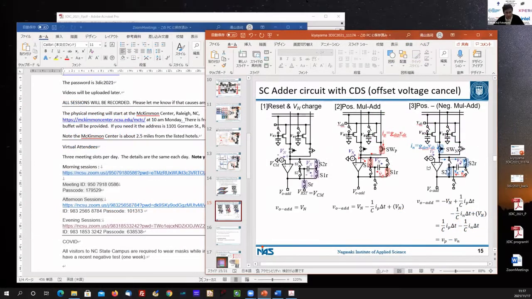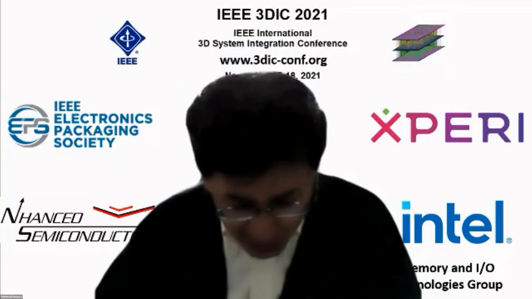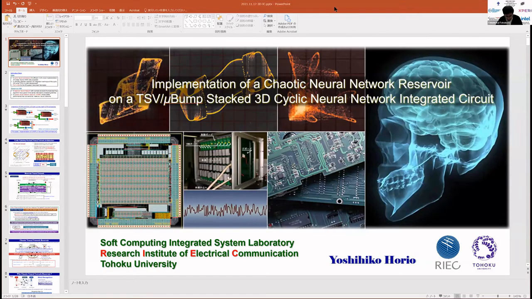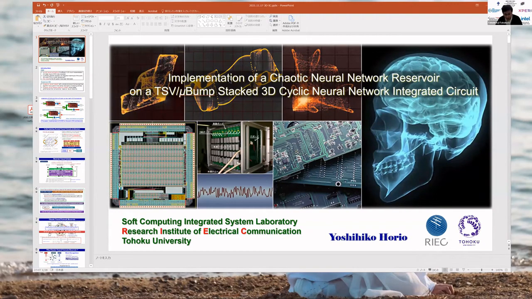Okay, I'd like to move on to the next presentation. The paper title is "Implementation of the Chaotic Neural Network Reservoir on the TSV Stacked 3D Cyclic Neural Network Integrated Circuit." The paper will be presented by Professor Yoshihiko Horio.